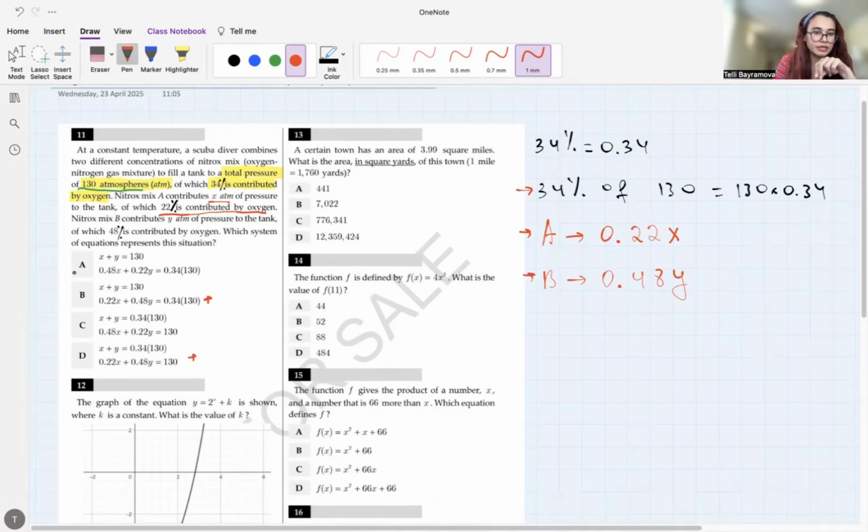The answer is either B or D. Then x plus y total is 130. The total atmosphere is 130, x of them from A, y of them from B.